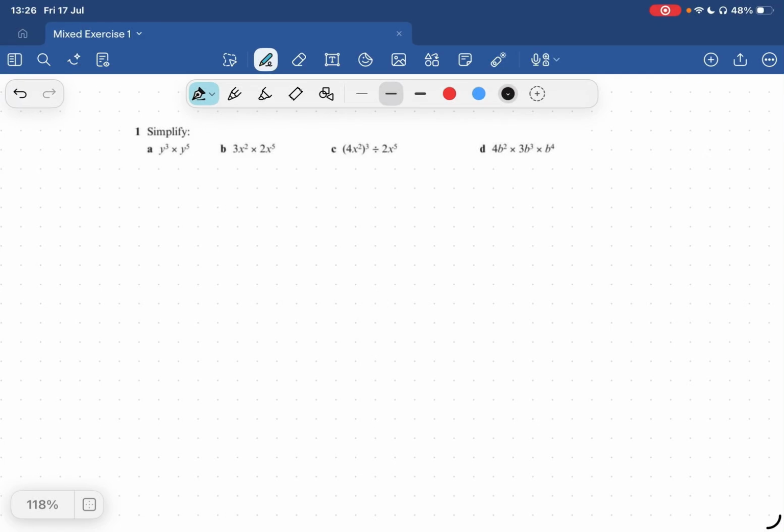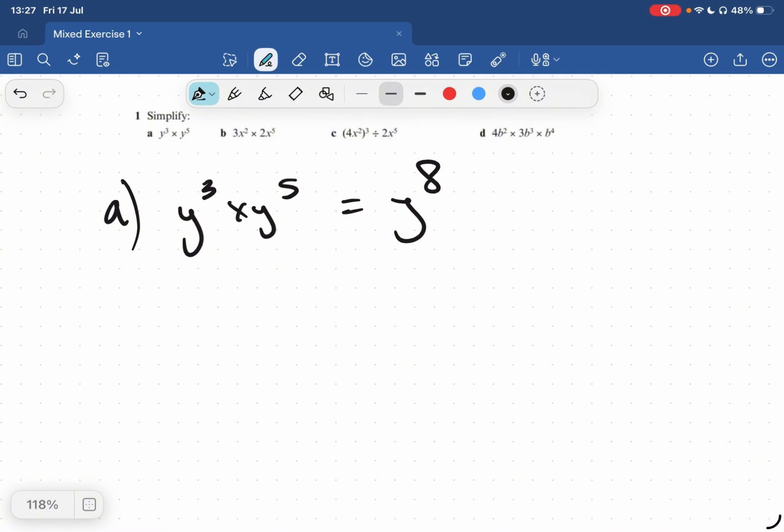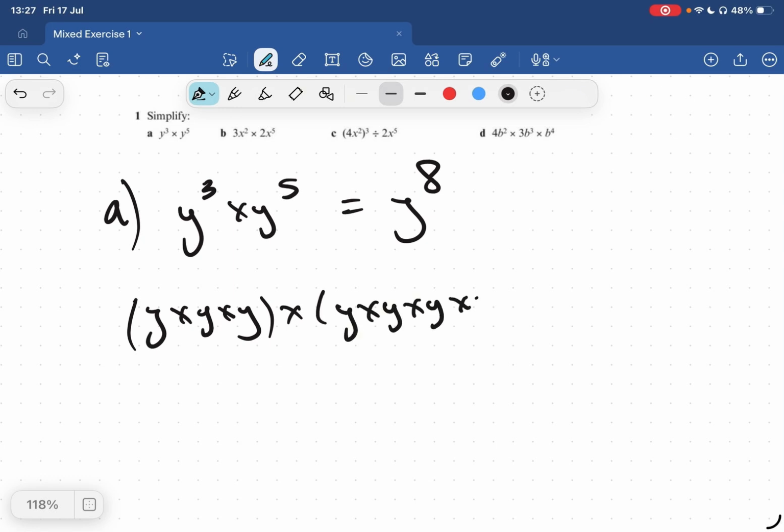Here we have question 1, and it's making sure we know our indices laws. Okay, so when we've got y cubed times y to the 5, we need to add the top numbers. Why is that? Well, it's y times y times y times y times y times y times y. So you've got 3 y's times 5 y's, so there's 8 y's.